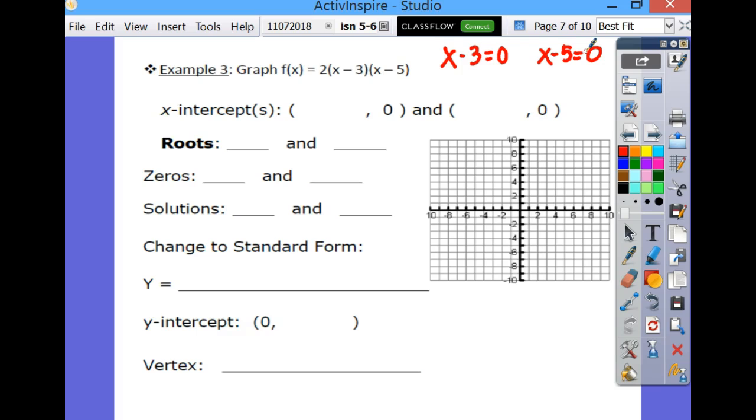If you solve those 2 equations, what are the x-intercepts? So 3 and 5. And so the roots are 3 and 5, and the correct form for the solutions are x equals, because when we solve something, we are usually solving for x.